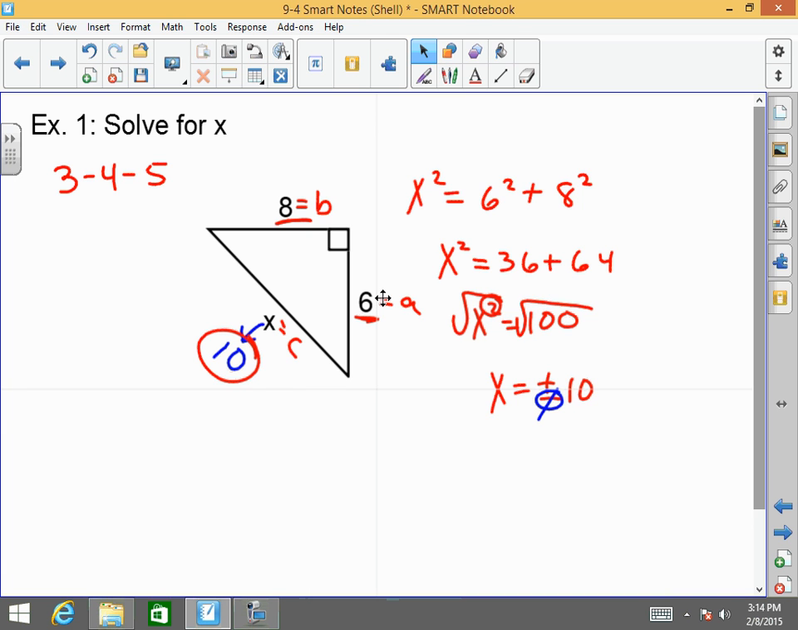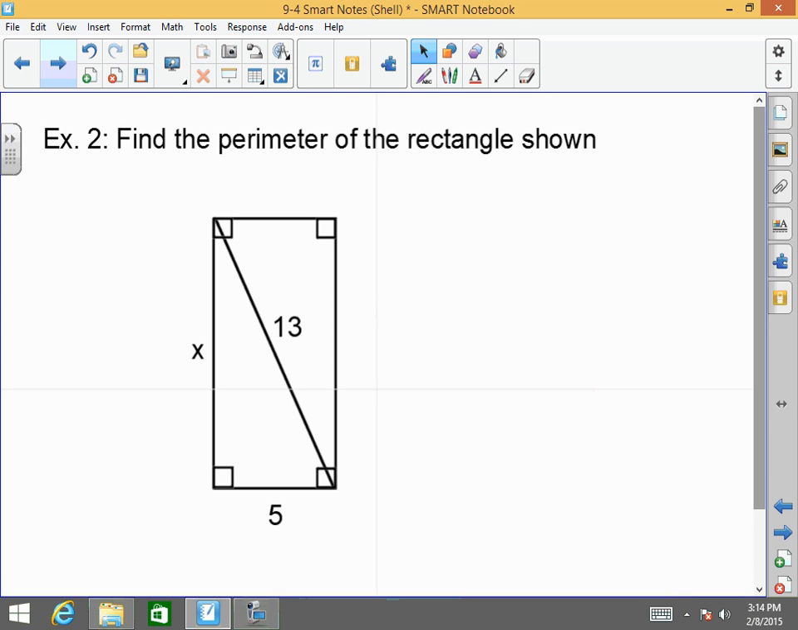Okay, next. Example 2, find the perimeter of the rectangle shown. Okay, so you have this rectangle. Please remember, my friends, that rectangles have 90 degrees at all corners. So in this particular case, and yes, I'll go ahead and say it right now, I'm sure some of you are looking at this and saying, wait a second. Isn't this a 5, 12, 13? Yes, it is. If you know your Pythagorean triples, you can automatically say that x is 12.